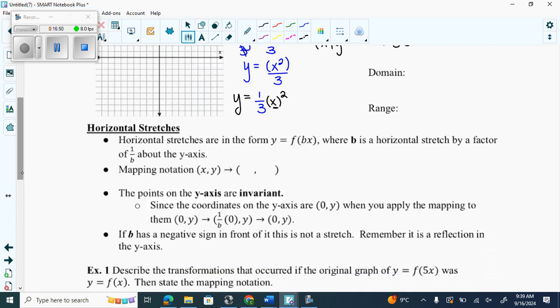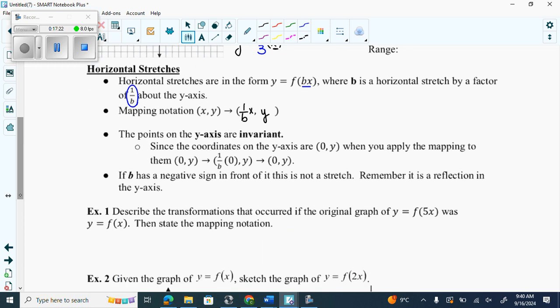So here it says horizontal stretches are in the form y equals f of bx. Now watch this. Horizontal stretch by a factor of 1/b. It's always the reciprocal about the y-axis. So if I have a b beside my x, I'm actually multiplying by 1/b. Always flips. So your mapping notation would be 1/b x, comma y. The points on the y-axis are invariant because now our x is 0 there, and when I multiply by 1/b, it still stays as 0. And the same thing, if b is a negative sign, that's not a stretch, that's a reflection in the y-axis.